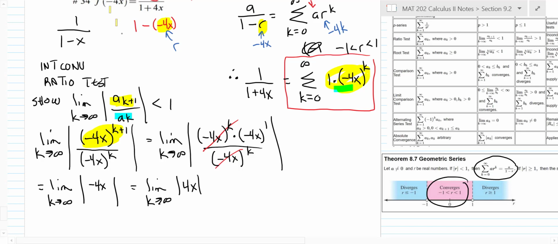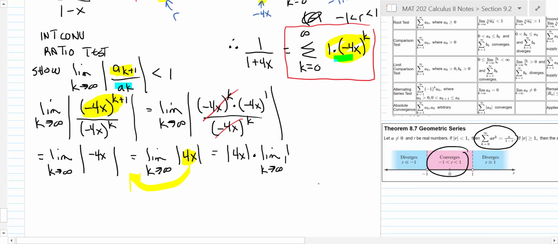Now, what can you do with the 4x? That can come out of the limit because it's a constant. Both 4 and x are constants, so what you really have is the absolute value of 4x times the limit as k goes to infinity of 1. What is the value of the limit of 1? 1. So what you get is 4x in absolute value times 1. So that's the result. That's what the ratio test leads us to.